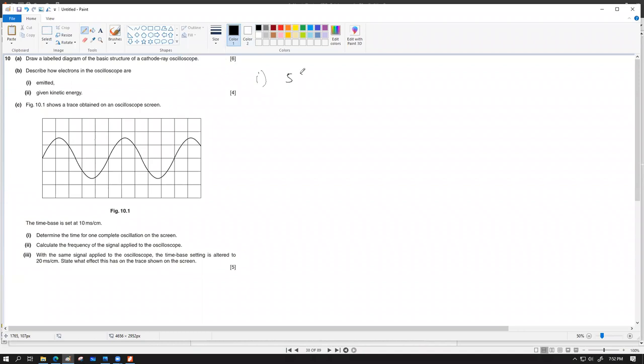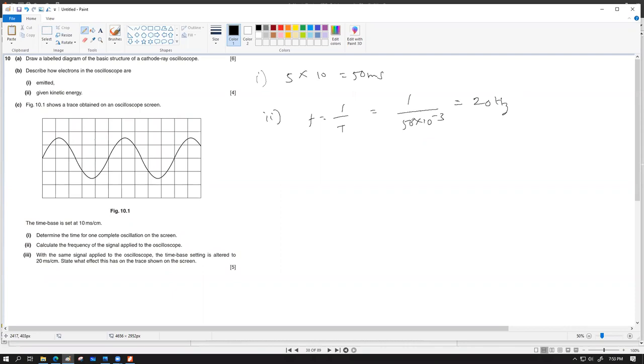5 into 10 equals 50 milliseconds. Right, and you're good. Number two, calculate the frequency of the signal applied in the oscilloscope. Frequency is given by 1 upon time period, which is going to be 1 by 50 into 10 to the power minus 3. You get this number. How much do you get from here? 20 hertz basically. No, this one is 0.20. 20, yes. Yes.